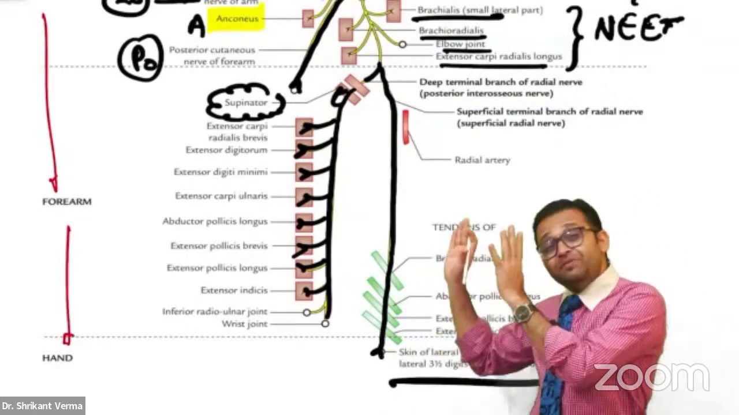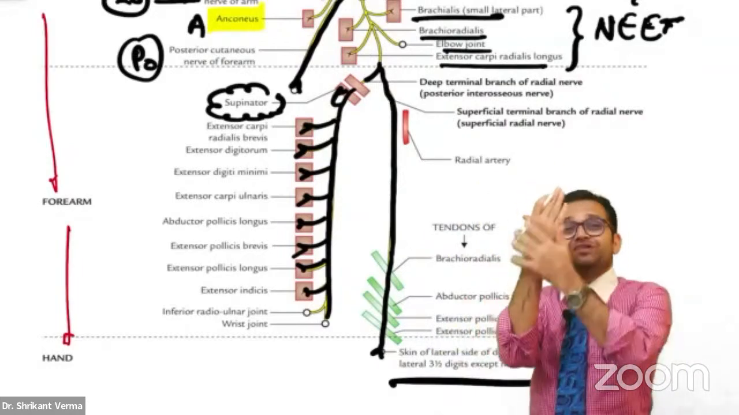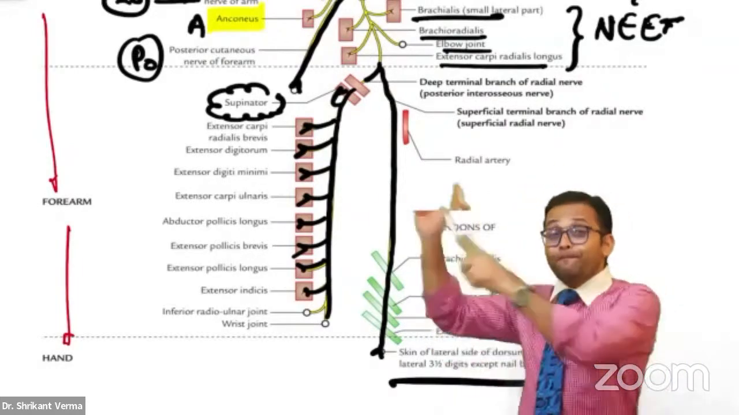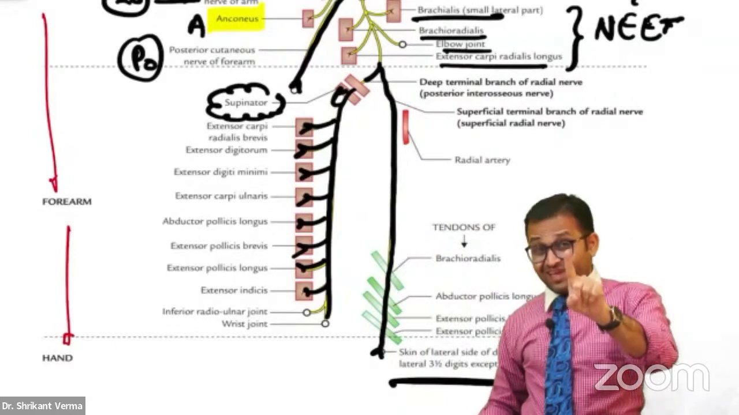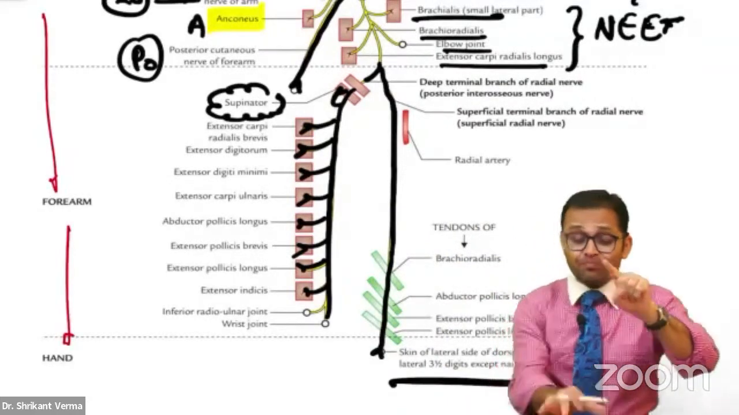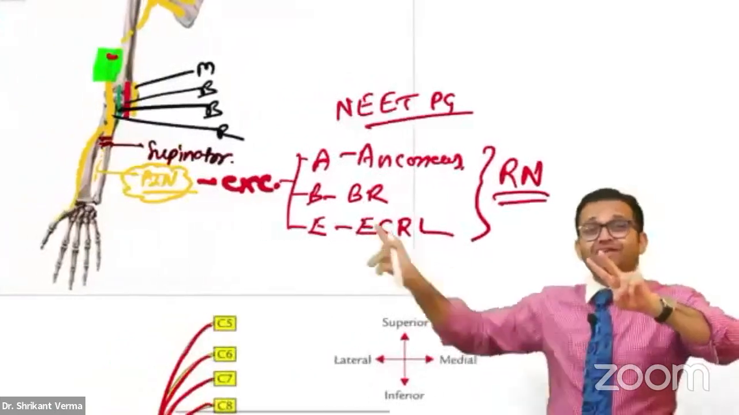But at least for now, remember this: all the muscles of the posterior compartment of the forearm are supplied by the PIN, except ABE. A for anconeus, B for brachioradialis, and E for ECRL.